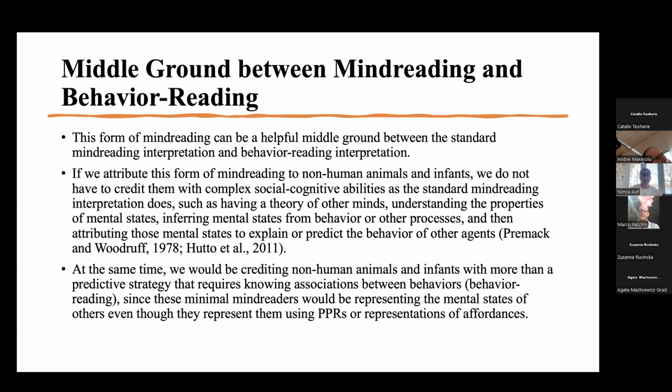So I think this form of mind reading using PPRs can be a helpful middle ground between the standard mind reading interpretation and the behavior reading interpretation. If we attribute this form of mind reading to non-human animals and infants, we don't have to credit them with the complex social cognitive abilities that the standard mind reading interpretation does, such as having a theory of other minds, understanding the properties of mental states, inferring mental states from behavior or other processes, and then attributing those mental states to others to explain or predict their behavior.